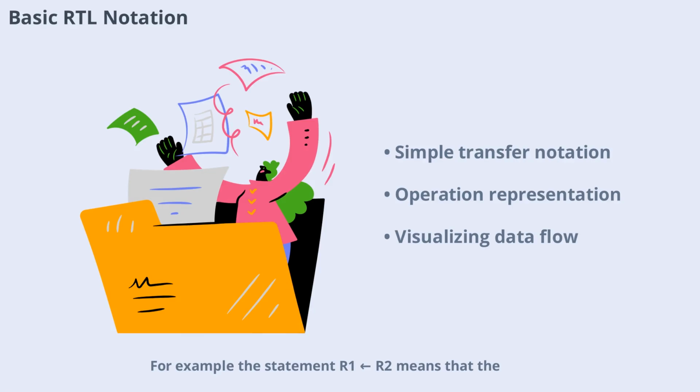For example, the statement R1 ← R2 means that the contents of register R2 are transferred to register R1. Similarly, R3 ← R1 + R2 indicates that the sum of R1 and R2 is stored in R3. These notations help designers visualize and plan the sequence of operations that a digital system will perform.